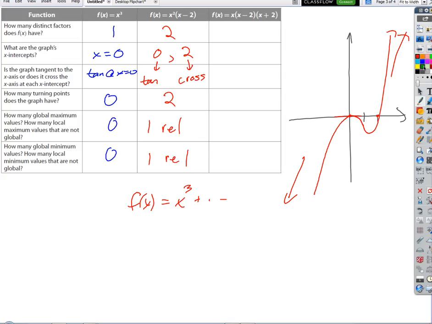Now what about this one? Last one. How many distinct factors? 3. How many turning points? Oh, x-intercept, sorry. -2, 0, and 2. -2, 0, and 2. How many turning points?